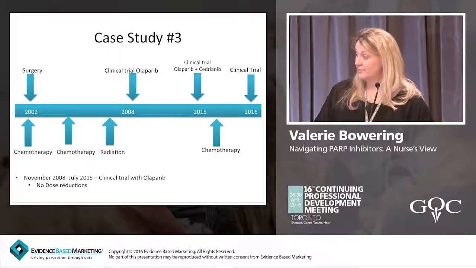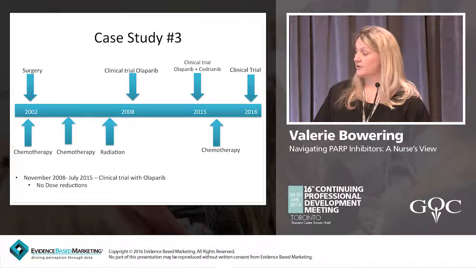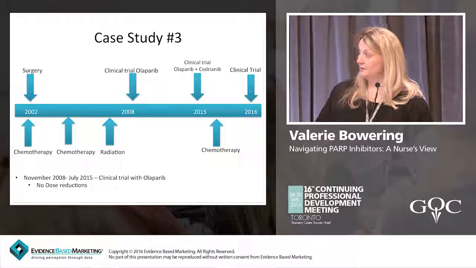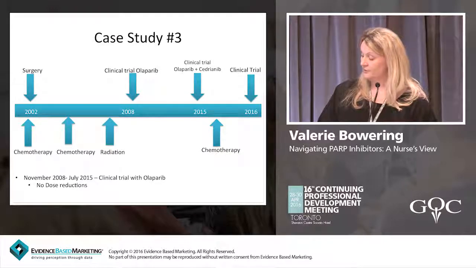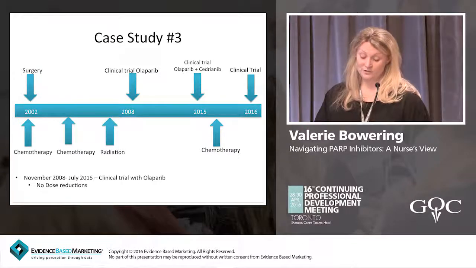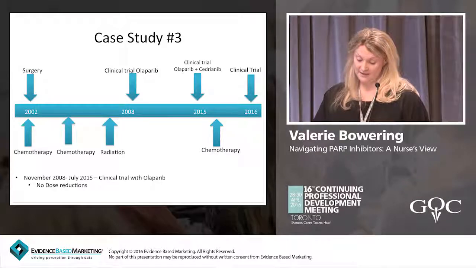So case study number 3. So this is a patient who had surgery in 2002, chemotherapy, recurred, had chemotherapy again, radiation. Then she went into a clinical trial with olaparib. She is a BRCA-negative patient. She is high-grade serous. She continued to work full-time while she was on the olaparib from 2008 to 2015. Never required a dose reduction at all.